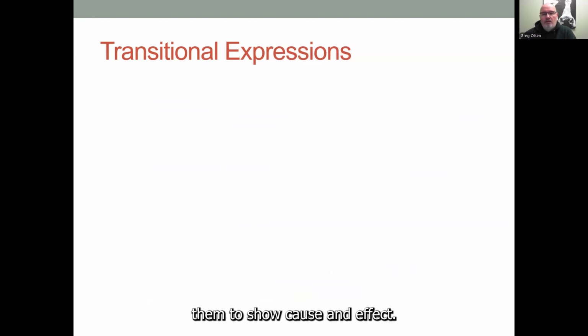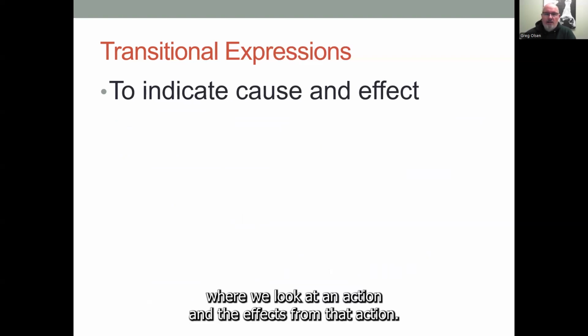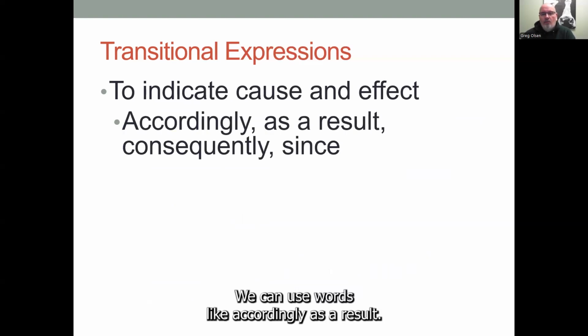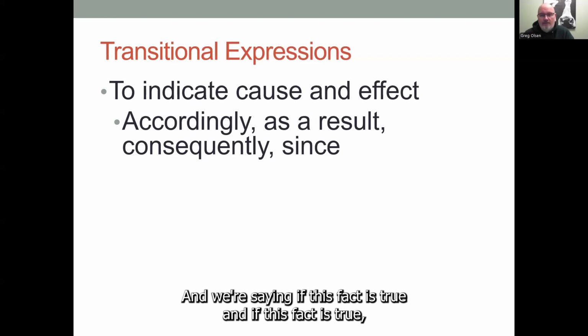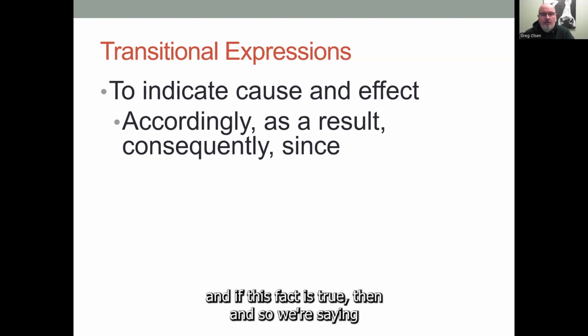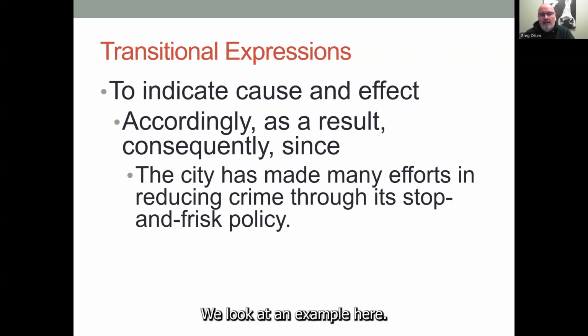We can also use them to show cause and effect. If we're thinking of a cause and effect type paper, where we look at an action and the effects from that action, we can use words like accordingly, as a result, consequently, since. These might be handy if we're using logic. So in logic, we're looking at facts and we're saying if this fact is true, and if this fact is true, and if this fact is true, then, and so we're saying accordingly or consequently, we're going to get some type of result. We look at an example here.